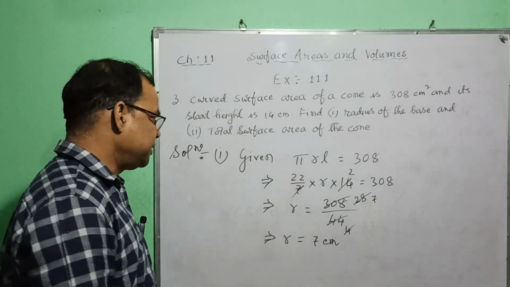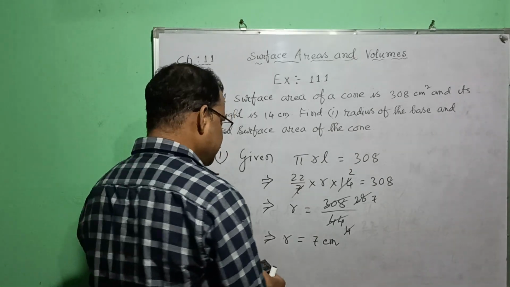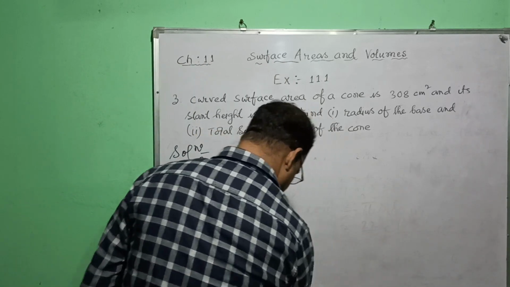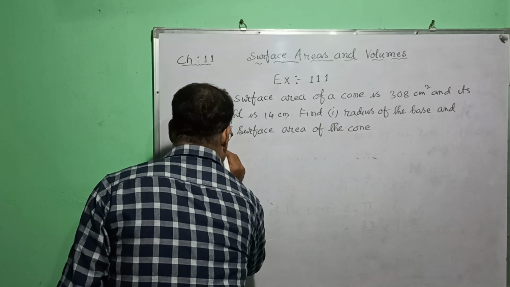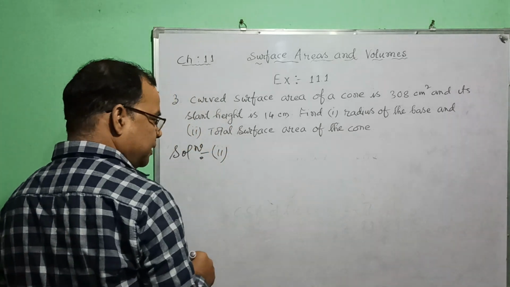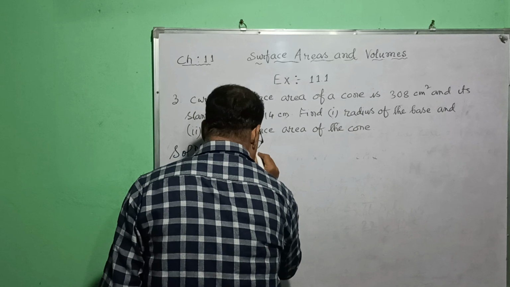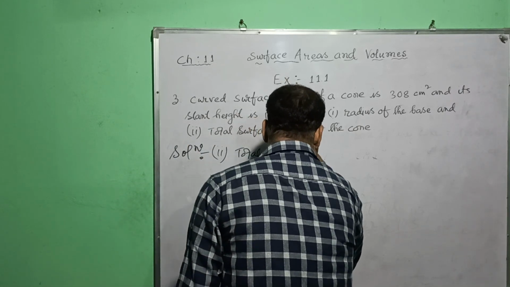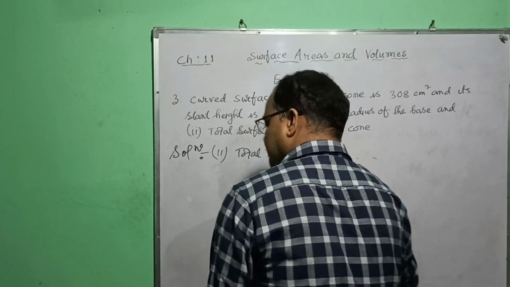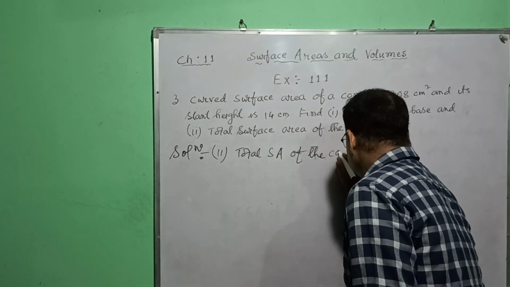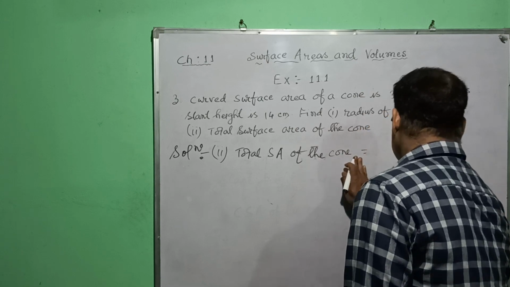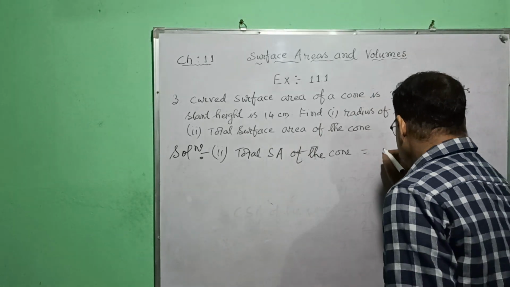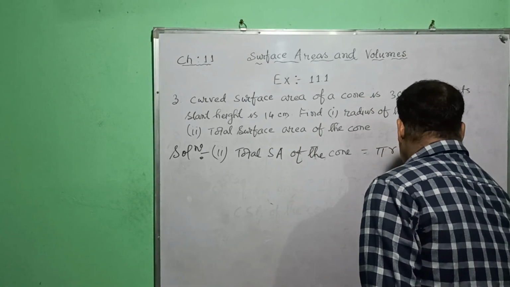Now we'll find the total surface area. So radius is 7 centimeter. Now in Roman 2 we have to find the total surface area. So we'll write total surface area of the cone equal. So we know that the total surface area of the cone is pi r into r plus L. So let us write the formula first.